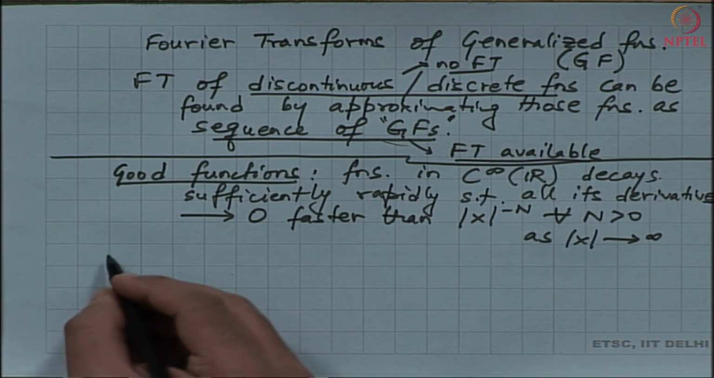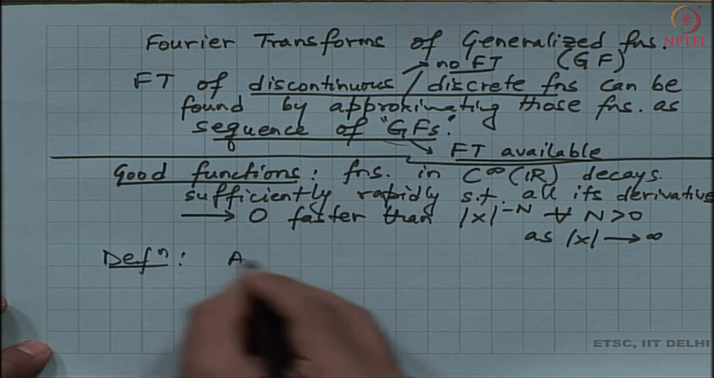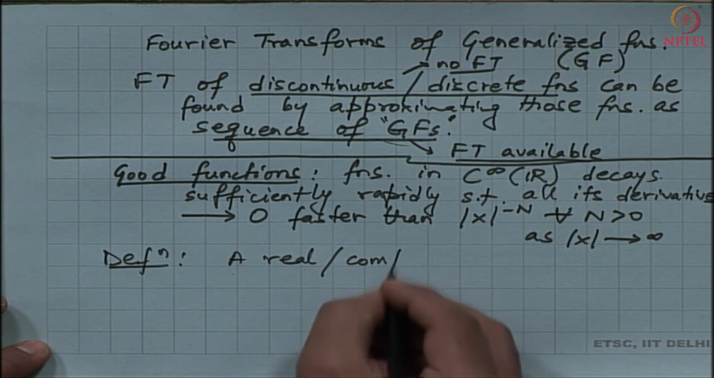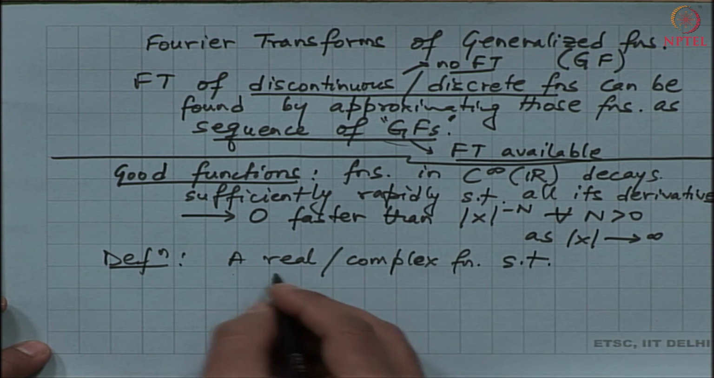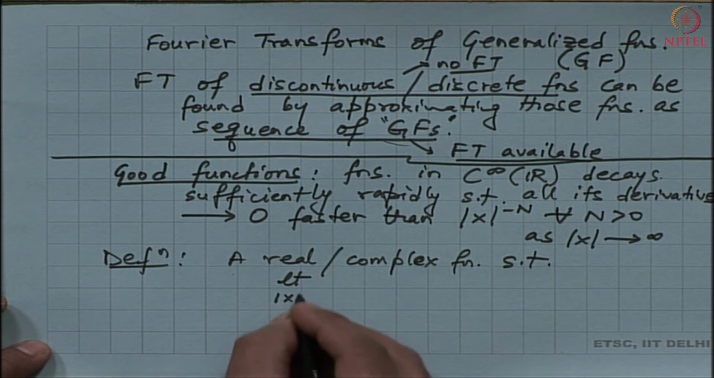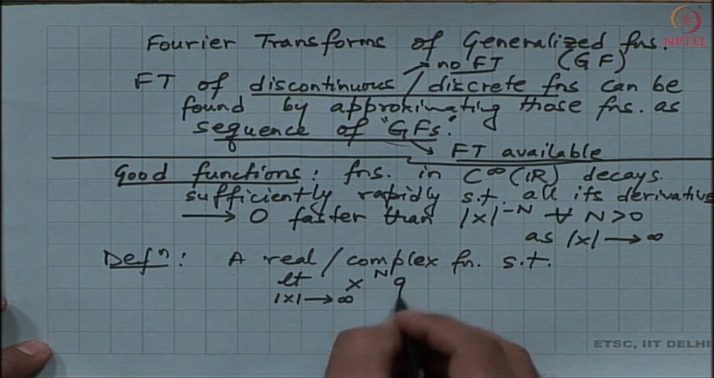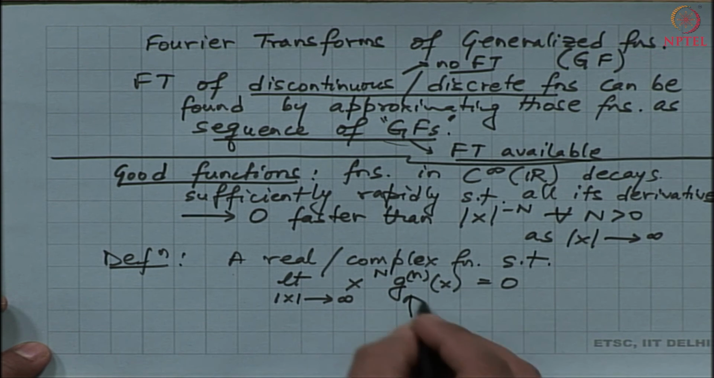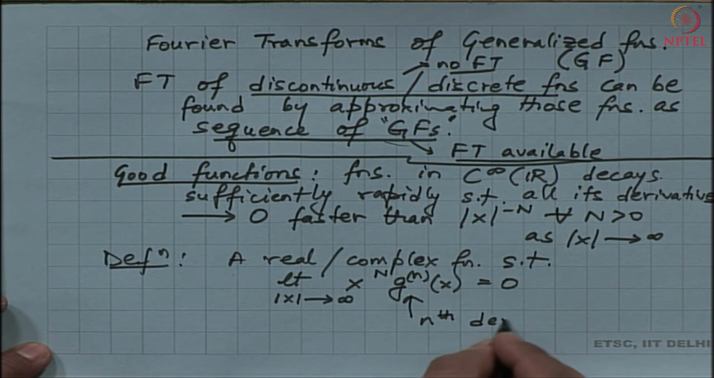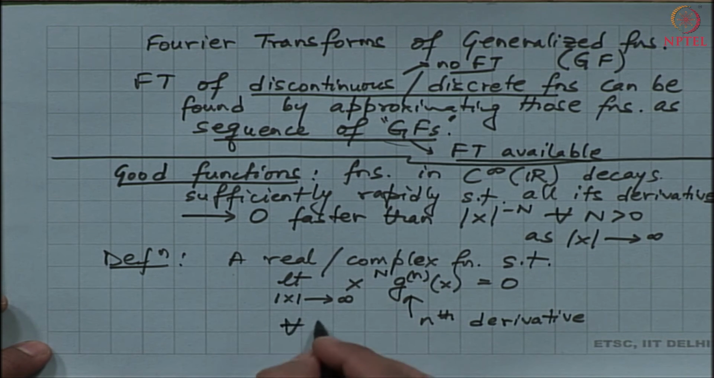Now, to give you the definition in short, good functions are those real or complex valued functions such that I have the following limit going to 0. So, limit x tending to minus or plus infinity of x to the power n times g^(n)(x) is equal to 0. So, I am taking here the nth derivative, right. So, the nth derivative decays faster than x to the power minus n, right, for all n and n.